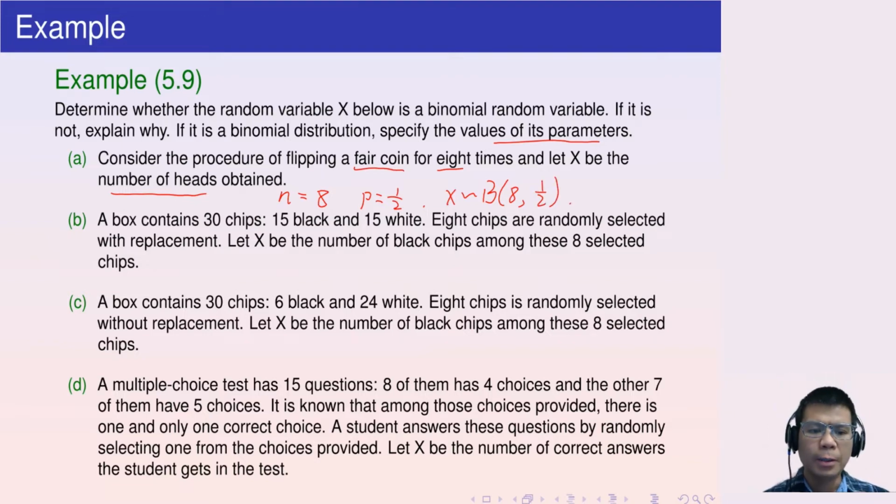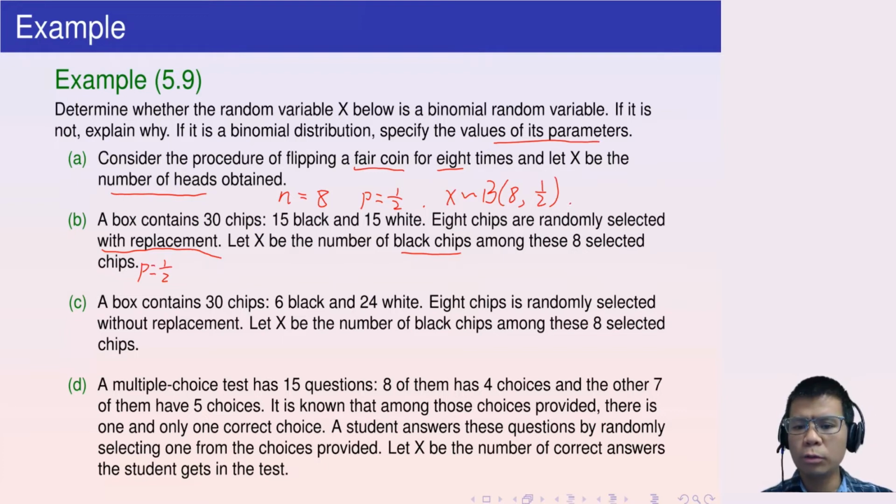Okay. B, a box contains 30 chips, 15 black and 15 white. 8 chips are randomly selected with replacement. Let X be the number of black chips among these 8 selected chips. Okay, so it is with replacement. All right, be careful here. It is with replacement. So every time it is always the case that we have 15 black and 15 white chips in this box, right? It's always the same because it's with replacement. So the probability of getting the black chip is always 1/2. So probability of success is 1/2.